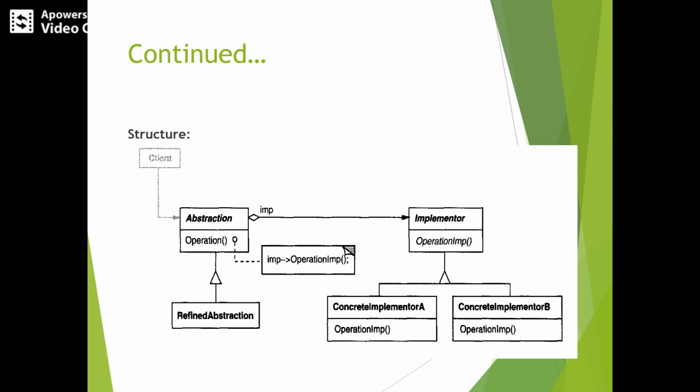Here, this is the client, what the client expects. The abstraction is the window we had. In this implementer we have taken the window IMP. In this example, the abstraction will implement this window implementer. Here the operation IMP will be there, and this subclass will have the refined abstraction, and these will have their own separate concrete implementers A and B with their respective operations. This is the structural diagrammatic representation of the bridge design pattern.